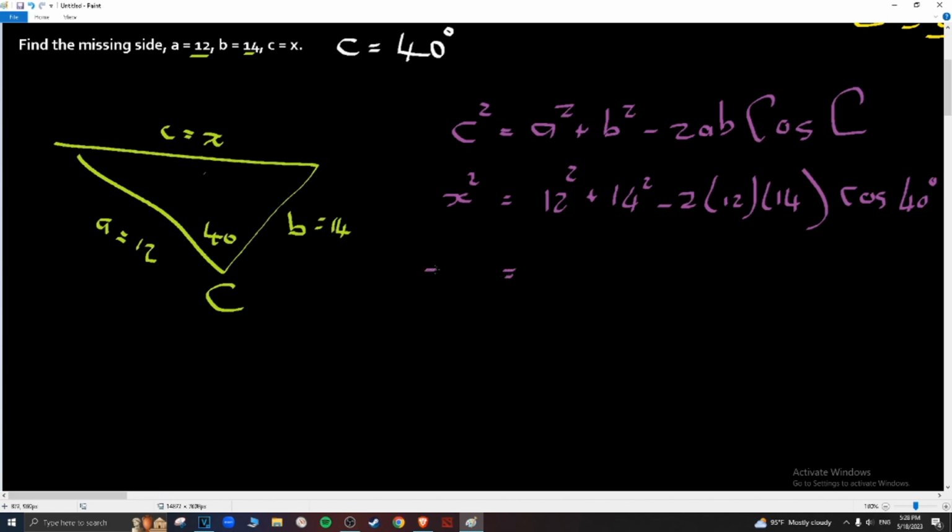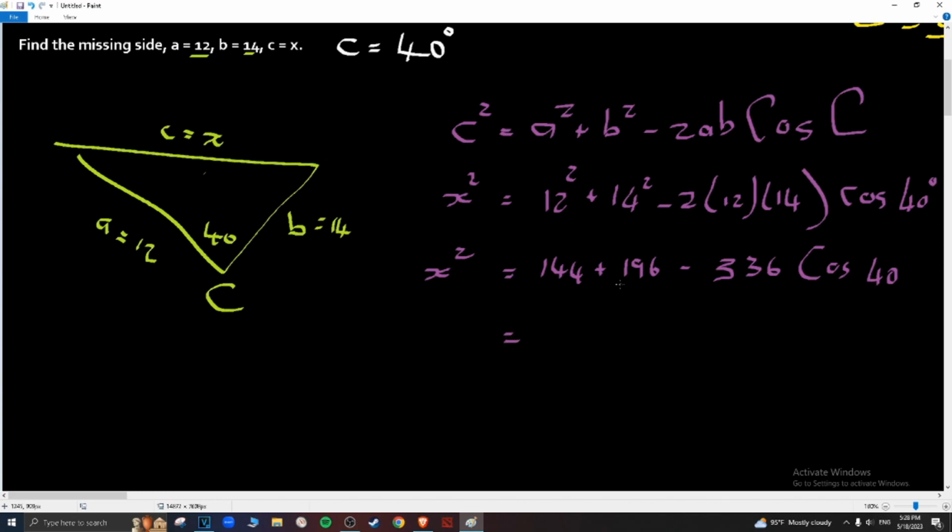Okay, let's solve this equation. Well, 12 to the power of 2 is 144. 14 to the power of 2 is 196. And I'm going to quickly type this in on a calculator. Negative 2 multiply 12 multiply 14 gives me 336 cosine 40. So how do I solve it from here?